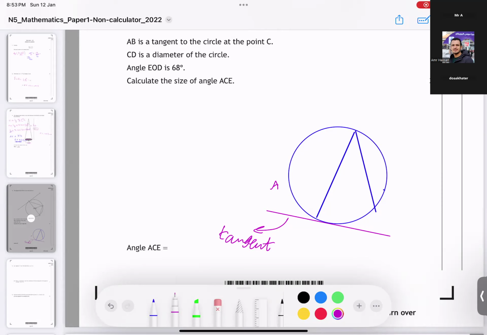But we have something really interesting. Look at this one. This one is inscribed, right? But what is the relation between the inscribed angle and the tangency angle? They subtend the same arc, so they are also congruent. I'm going to show you, okay?